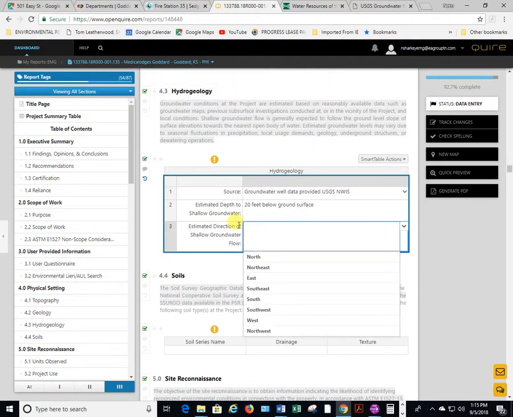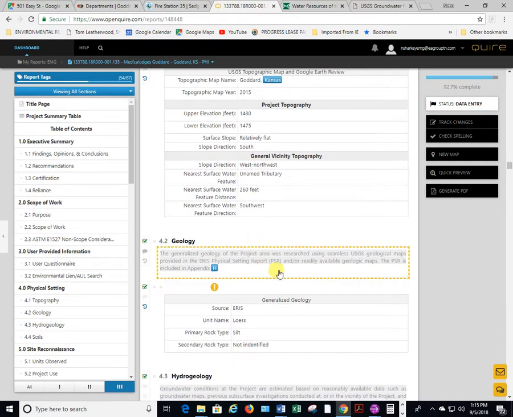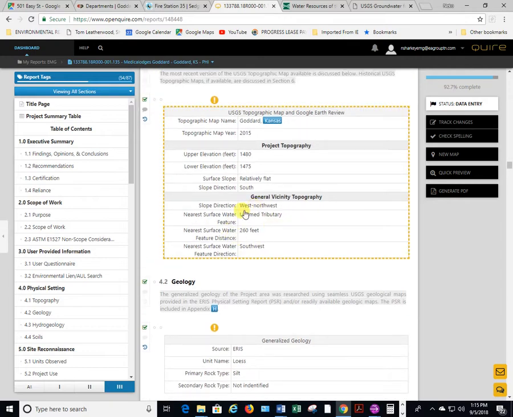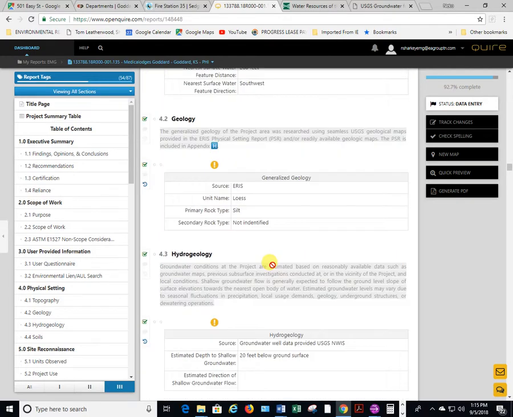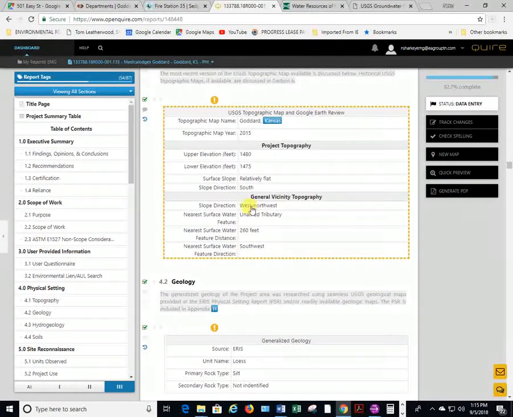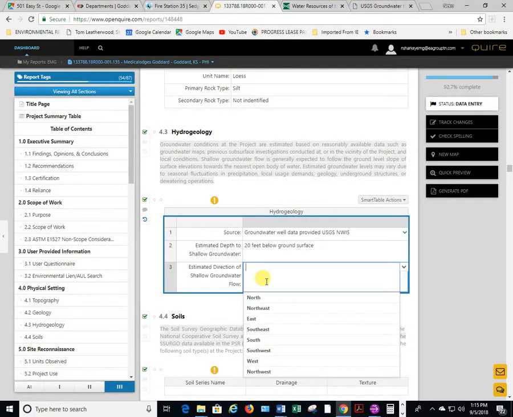Okay. Estimated shallow groundwater flow direction. This should always be the same as your general vicinity slope direction. For your purposes, unless the manager may come in and change this, I want you to match that direction. Estimated direction of shallow groundwater flow, I want you to match that up with west, northwest, the slope direction. So that's what I want you to put down.